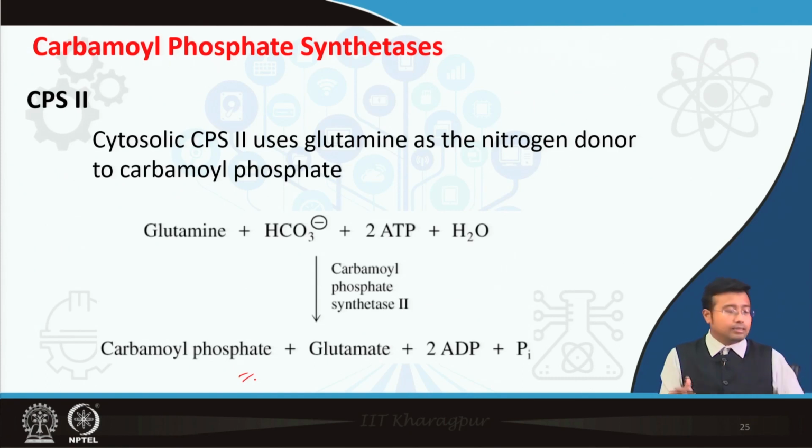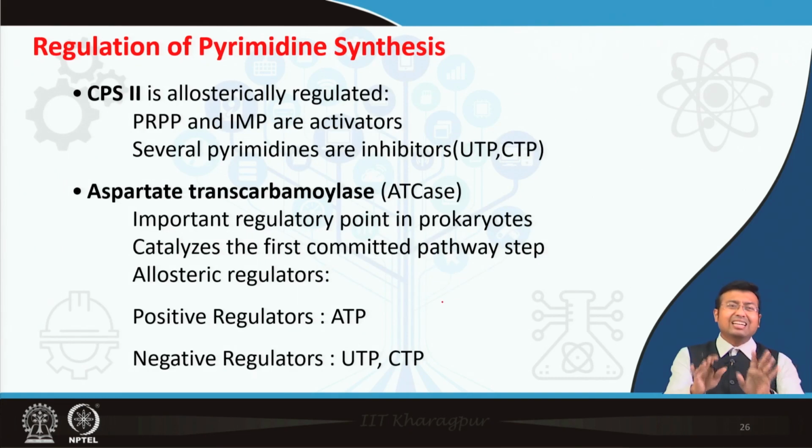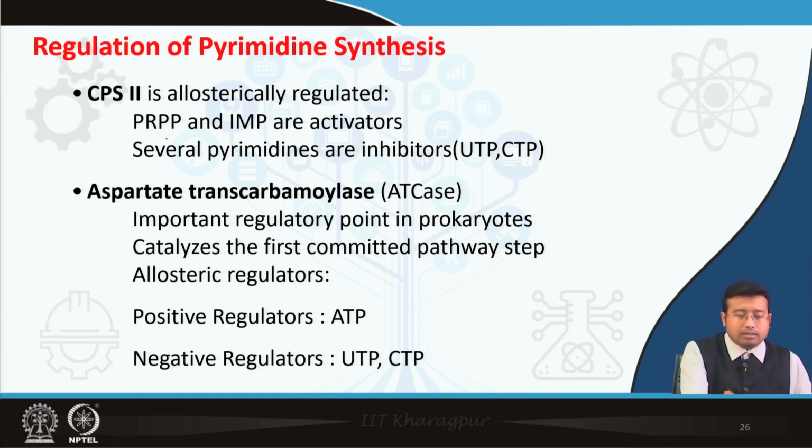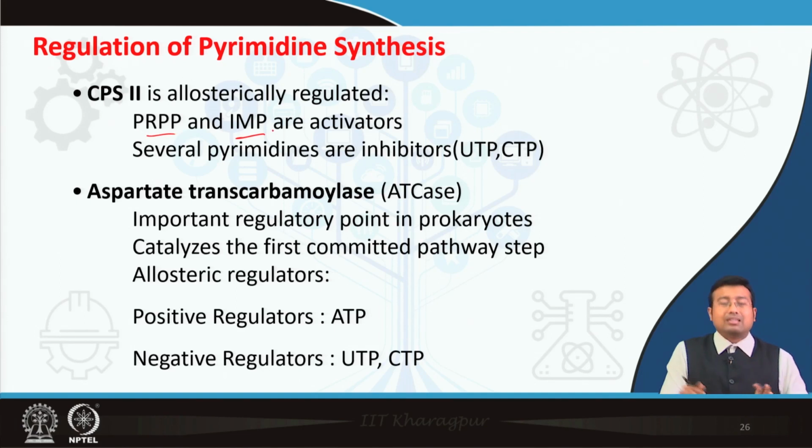ATP is used because these are synthetase enzymes. This is variety 2. Now, how are these regulated? CPS2 is allosterically regulated, right. So, who are the allosteric activators? PRPP and IMP are allosteric activators, and several pyrimidines, UTP and CTP, are allosteric inhibitors, right.